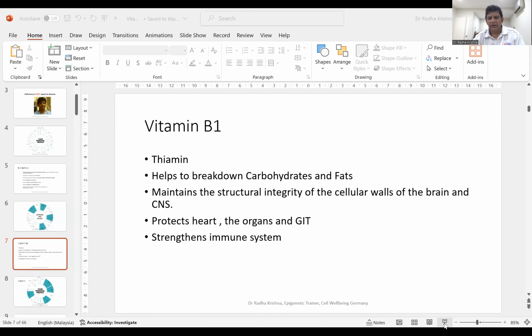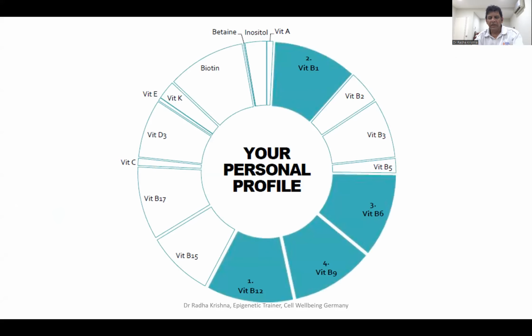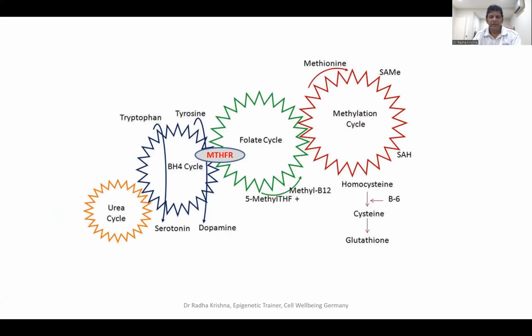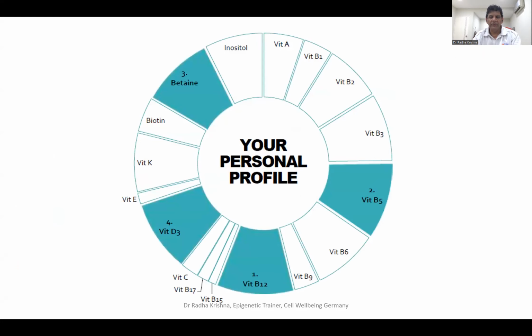So let's go to the next vitamin. The 16 vitamins we have covered. Sorry, B6. The next one, can you see, is B9. Today I posted in the WhatsApp group on B9. What is B9? Folic acid, and it prevents defects in the child. I'll come back to this, and it prevents homocysteine. Can you see the methylation cycle? I'll come back to this.